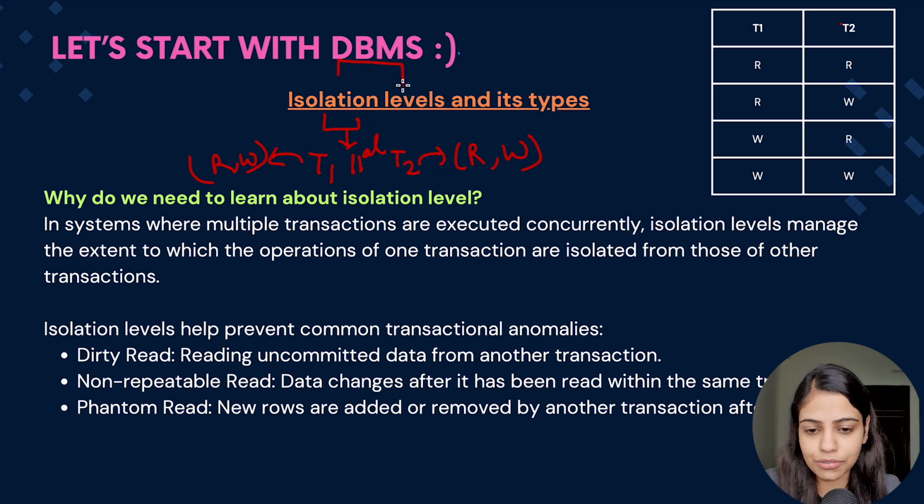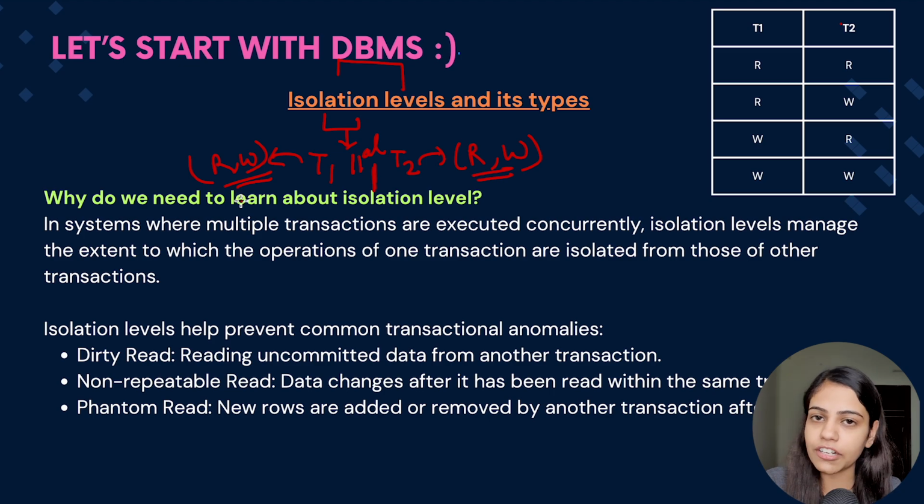Now what is this isolation level? So isolation level is the extent to which these operations are isolated of each other. Whenever there is a read or write operation happening in T1, how much it is isolated with the read and write operation happening in T2. So that is what isolation level is. It is the extent to which the isolation in the operations happens.